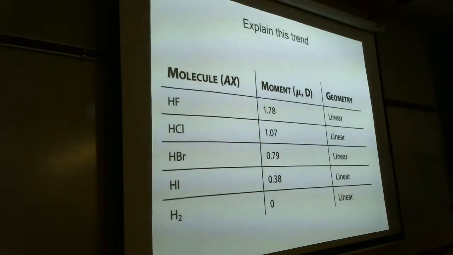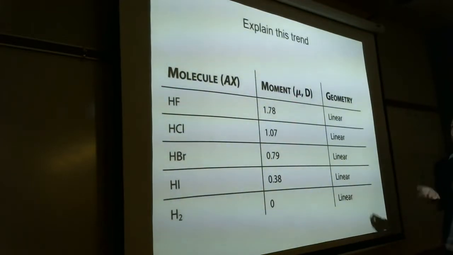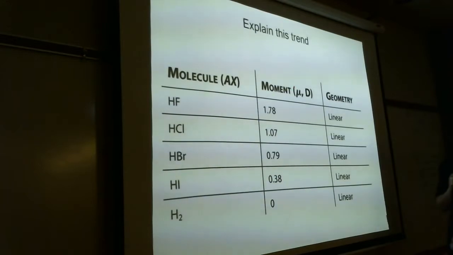So these are all linear molecules, right? They're all 2-atom molecules. HF, HCl, HBr, HI, H2. Those are all super simple molecules, right? So here's the dipole moment. What's going on? Explain this trend. Decreasing. It is decreasing. Why?